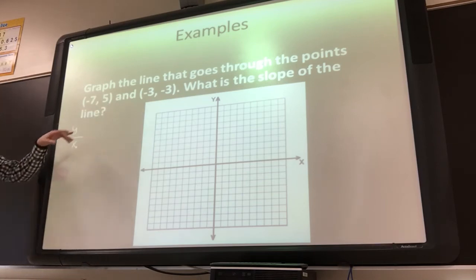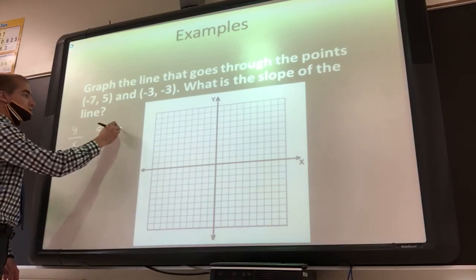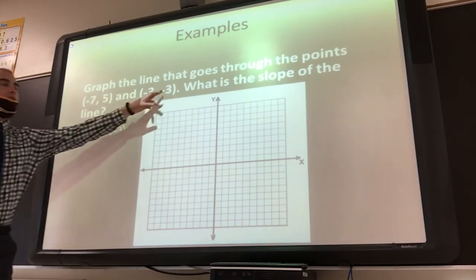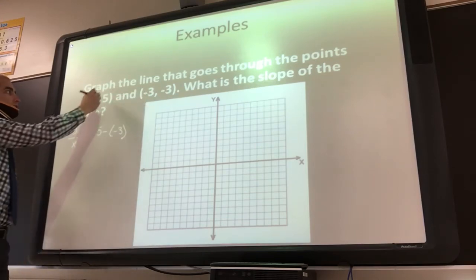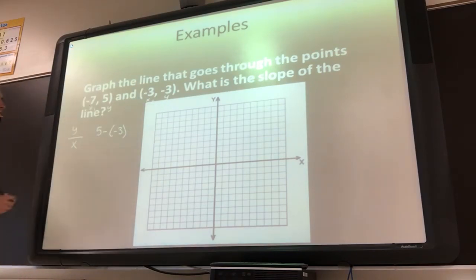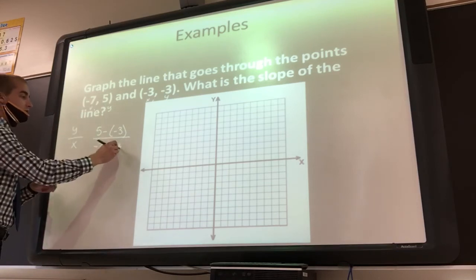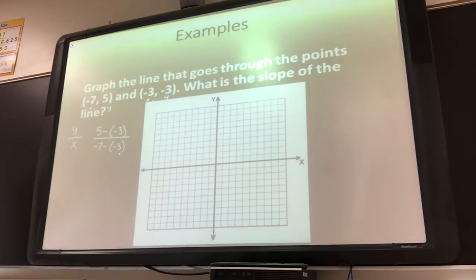Okay? So if I took and subtracted these 2, so I'm going to do 5 minus negative 3. Because it's the y values that come first, or that go on top. So y values go on top. Remember, y is the second one. If I did 5 minus negative 3, how do I need to do the bottom then? Negative 7, because 5 came first, negative 7 needs to come first, minus negative 3 as well. Notice that I am subtracting negative numbers. So it's not negative 7 minus 3, it's negative 7 minus negative 3.